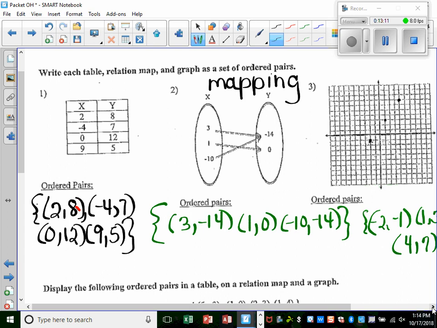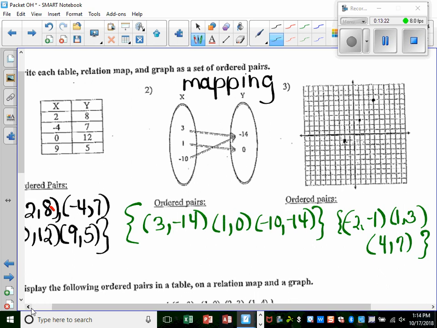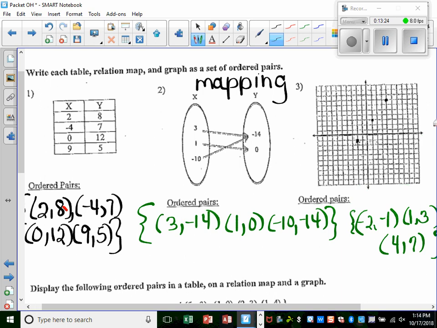Okay. And then for a graph, you just have to read the coordinates yourself. Okay, so I just read the coordinates and I wrote them down. And you'll have to do the same thing on the quiz.